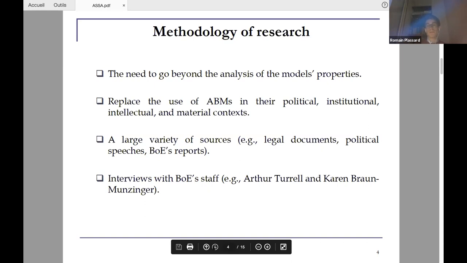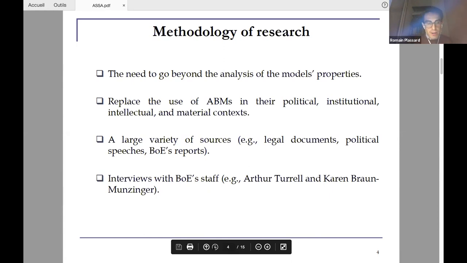I therefore had to complete the study. So what do we know? We know that agent-based models are appropriate for explaining how financial markets work. So it seemed relevant to me to study the recent reforms of the UK regulatory system. We also know that programming skills are necessary to develop agent-based models. So I started asking myself, did the bank recently hire computer scientists? What are the constraints posed by the use of software like Java or Python? And in the end, my article places the use of agent-based models in their political, institutional, intellectual, and material context.